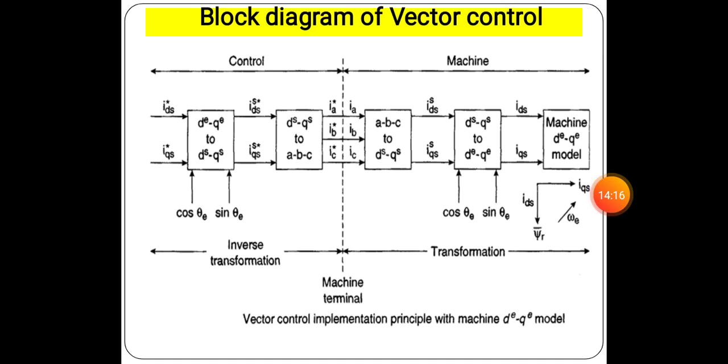Now the output of this model, IDS and IQS, is given to the stationary direct axis and quadrature axis model, and with the help of the reference signals cos theta and sin theta we can again convert it into the direct axis and quadrature axis synchronously rotating reference frame. Finally the signals come into the machine model, which is in the synchronously rotating reference frame, and these are split by omega e. So this is the complete block diagram explanation. On the right side there are the transformations and on the left side there are the inverse transformations.